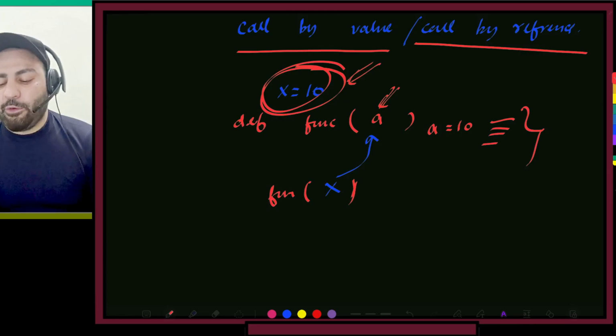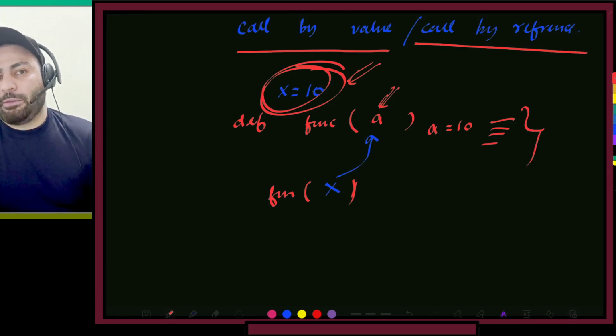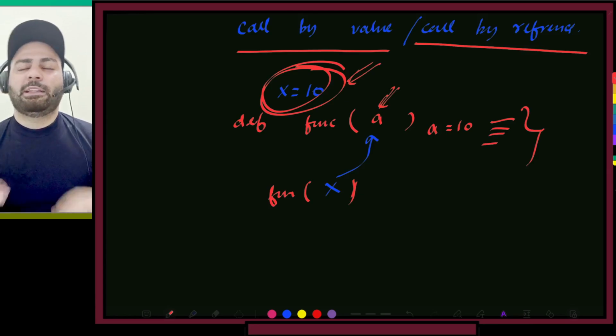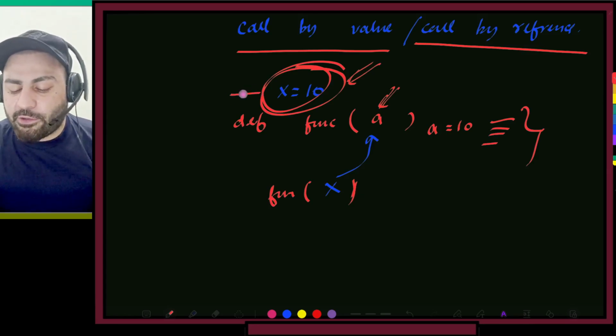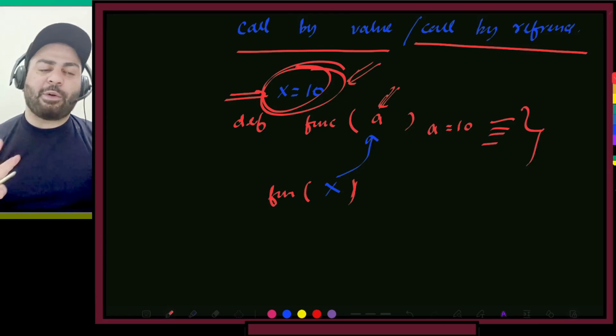That value gets copied into its local variables, or its parameters, whatever it gets copied into, and it does a computation, and it does not affect your original copy. That's what call by value does.